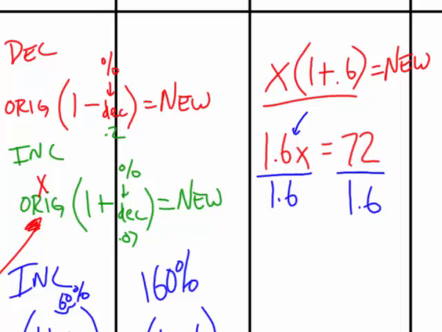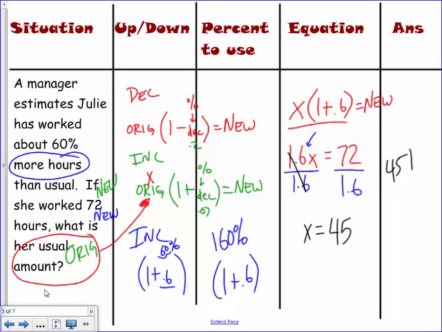So to solve for x, I would take 72 divided by 1.6, and I end up with 45. So she worked 45 hours normally. Okay, and you might ask, well, why don't you just go back 60%? Okay, and we're going to talk about that in class, why you can't go back 60%.